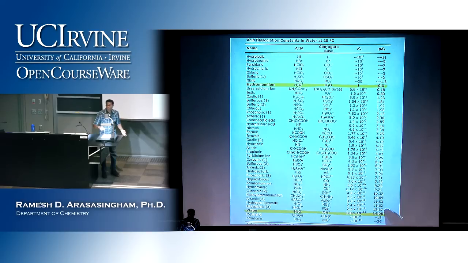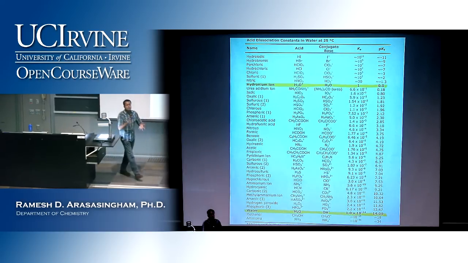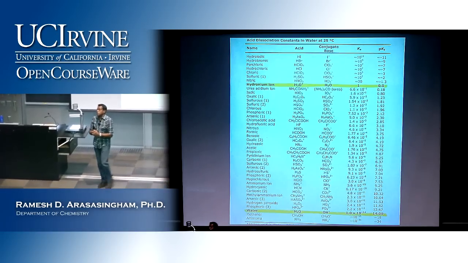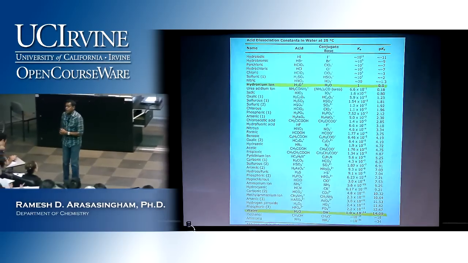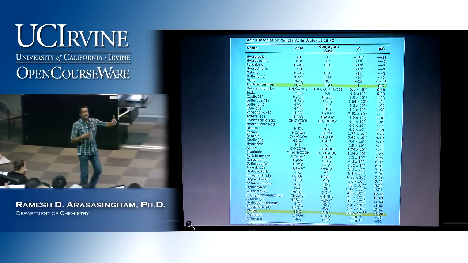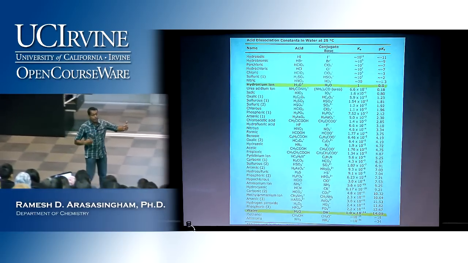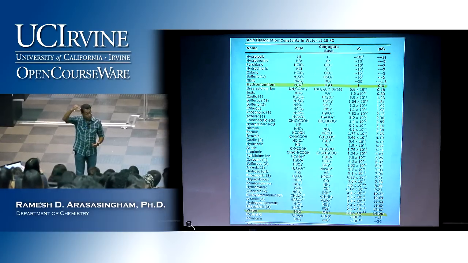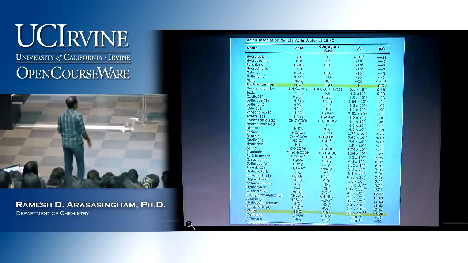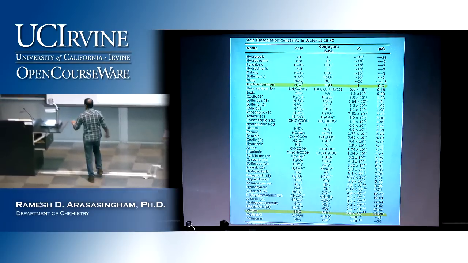The weakest acid will have a bigger pKa, all right? So can everybody see that the scale is reversed? Strong acids will have a pKa that's a negative number. Among the weak acids, anything that has a higher pKa is a weaker acid than anything that has a smaller pKa value. So that's worth remembering.